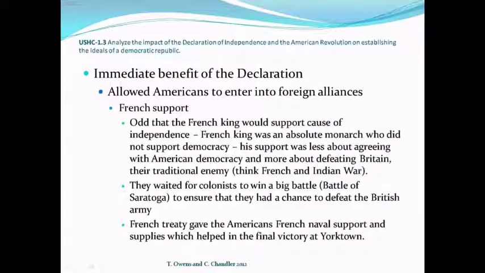The immediate benefit of the Declaration was it allowed us to enter into a foreign alliance with the French. Without the French help, we would have never been able to win this war. The French actually wait until we win a battle, which was the Battle of Saratoga, before they join in. Without their help, though, we would have never won because we wouldn't have had their naval support, and that wouldn't have helped us have that final victory at Yorktown. So the French are absolutely essential to our success in this war, and that's because of the Declaration of Independence, even though, ironically, they don't have democracy there at the time.